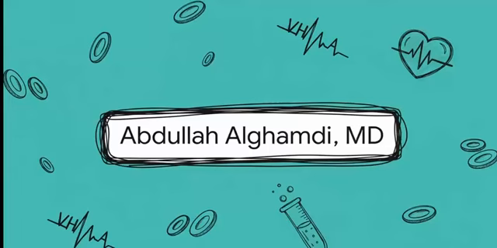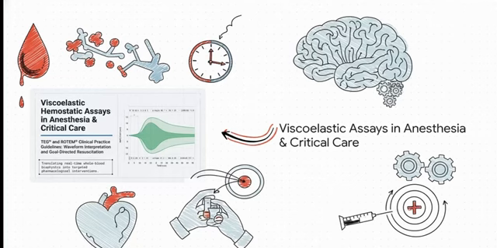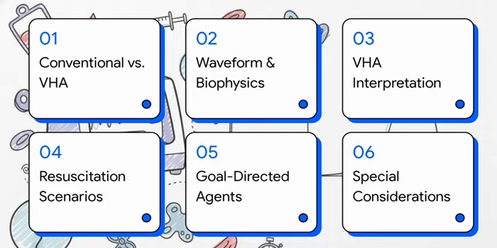Hemorrhagic complications represent a principal cause of morbidity and indeed mortality in both perioperative and critical care medicine. Viscoelastic hemostatic assays, VHAs, are a genuine paradigm shift in how we monitor coagulation. They provide a real-time global assessment of hemostasis, and this facilitates a crucial transition away from empirical transfusion protocols towards precise, goal-directed resuscitation. The structure of this presentation is as follows.